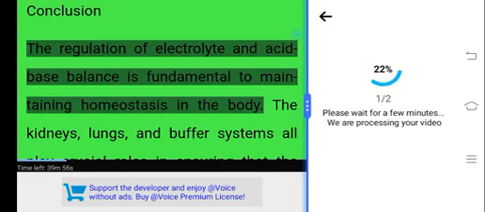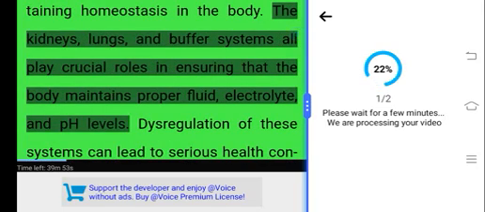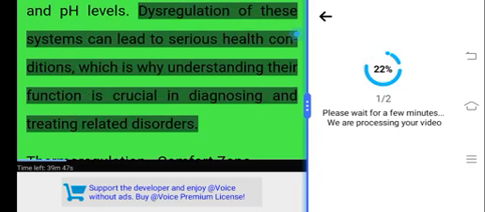Conclusion. The regulation of electrolyte and acid-base balance is fundamental to maintaining homeostasis in the body. The kidneys, lungs, and buffer systems all play crucial roles in ensuring that the body maintains proper fluid, electrolyte, and pH levels. Dysregulation of these systems can lead to serious health conditions, which is why understanding their function is crucial in diagnosing and treating related disorders.